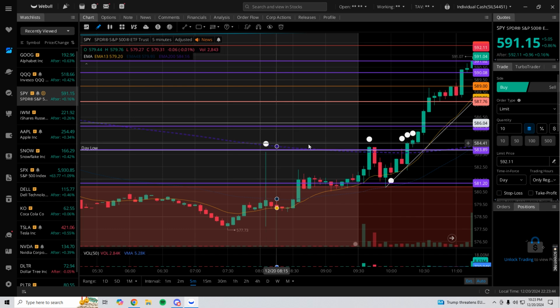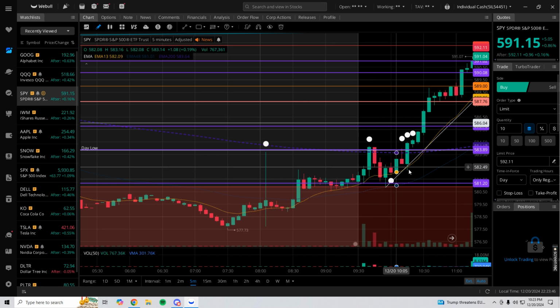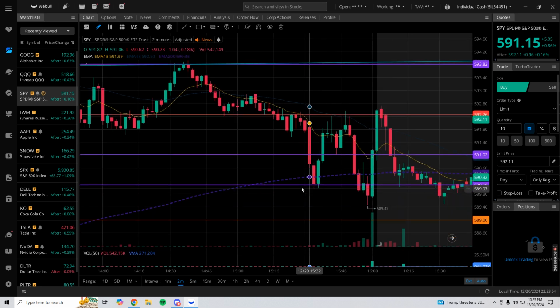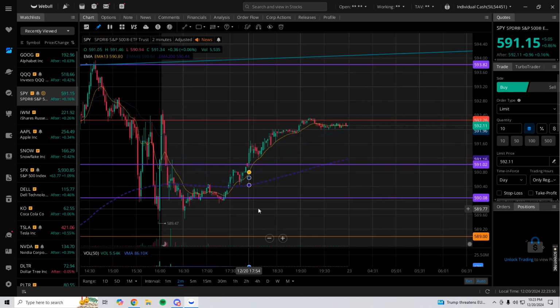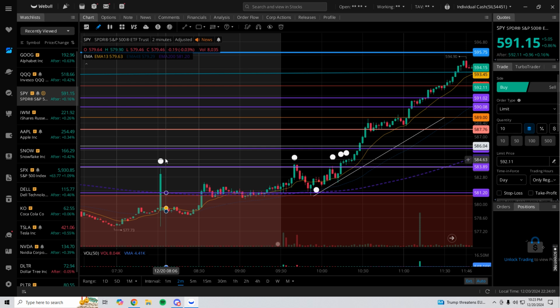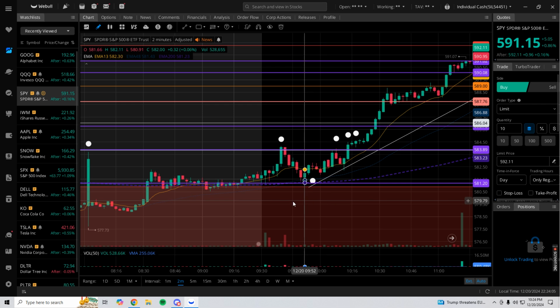Retest 1 of previous day high, rejection. Retest 2, we failed the highs. Retest 3, we failed the highs. If I'm noticing this pattern that we keep rejecting previous day highs, I'm going to now switch to my 2 minute, right? I'm going the wrong way. So now I can see, here's the same thing. Retest 1, retest 2, retest 3. I'm also noticing at the same time higher lows. We come to retest 4 and we held.